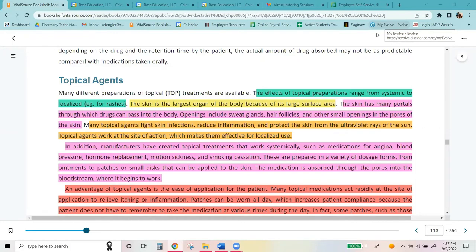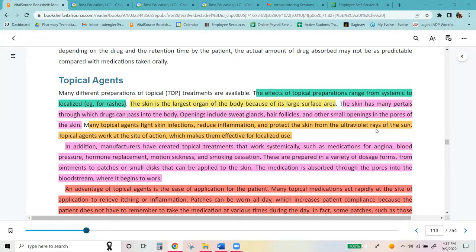Many different preparations of topical treatments are available. The effects of topical preparations range from systemic to localized, like for rashes. The skin is the largest organ of the body because of its large surface area. It has many portals through which drugs can pass into the body. Openings include sweat glands, hair follicles, and other small openings in the pores of the skin.